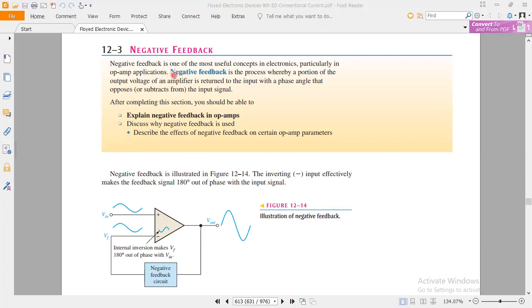Guys, negative feedback is one of the most useful concepts in electronics. As I already told you, regarding its application in op-amp circuits, negative feedback is the process whereby a portion of the output voltage of an op-amp is returned to the input. The status of the output is taken through the transfer function of the negative feedback and provided to the inverting input of the op-amp. This is the main thing we observe here.